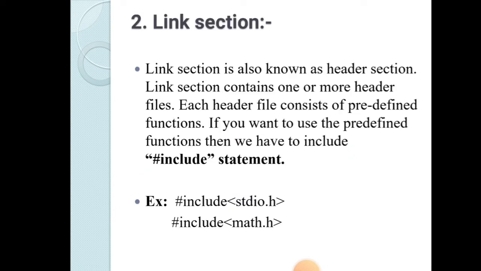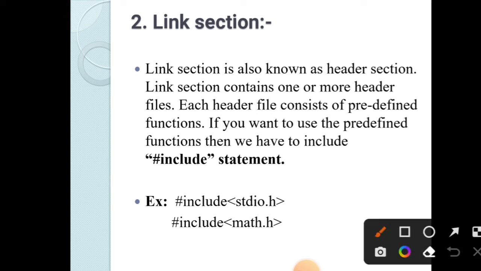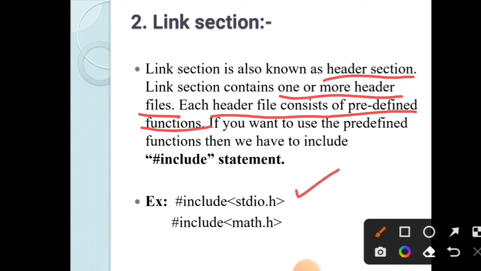The next one is the link section. The link section is also known as the header file section or header section. The link section contains one or more header files. Each header file consists of predefined functions. The link section starts with hash include stdio.h. This is one header file. Hash include math.h is also a header file. These header files contain predefined functions.